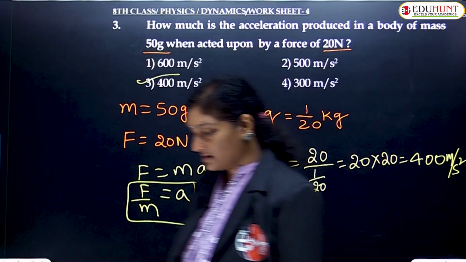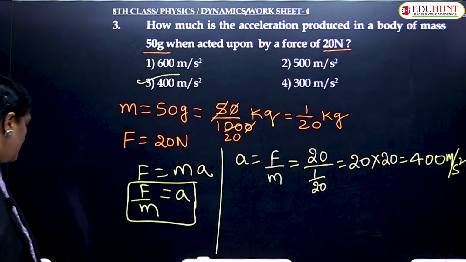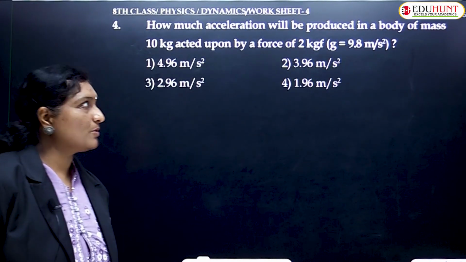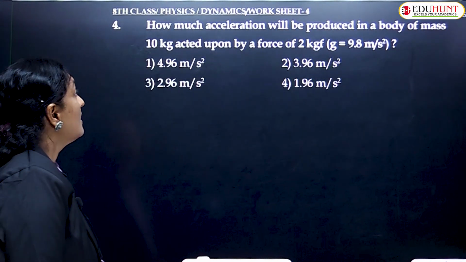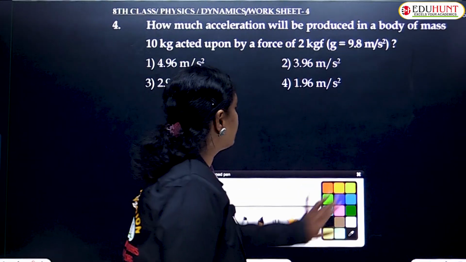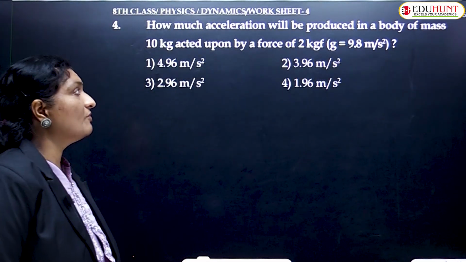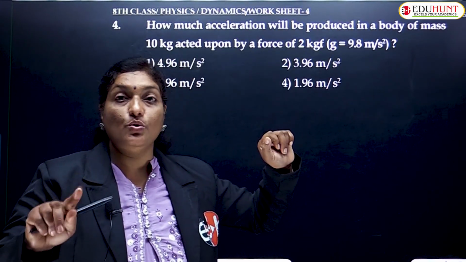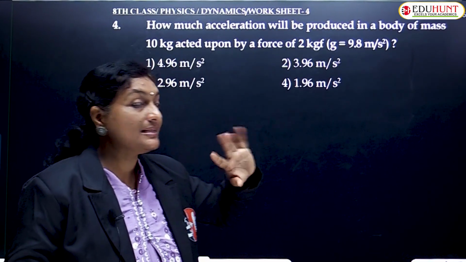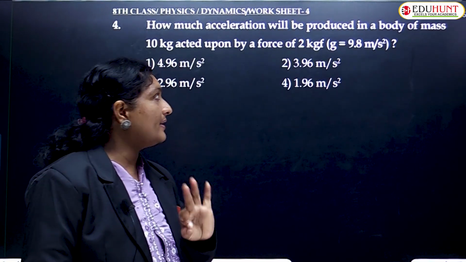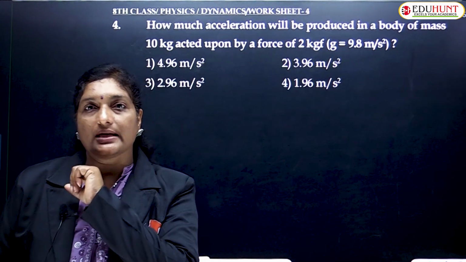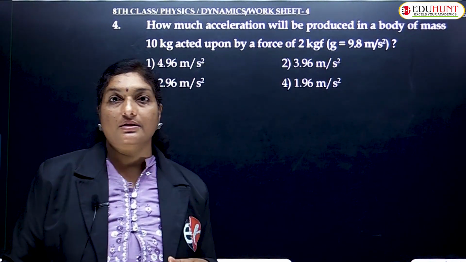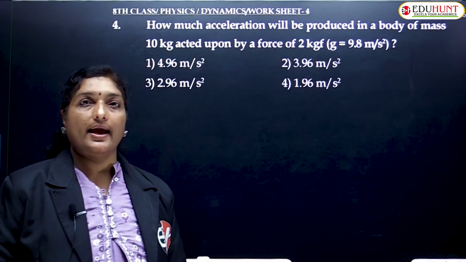Okay, children, now the next question. How much acceleration will be produced in a body of mass 10 kg acted upon by a force of 2 kg force, 2 kg weight? That means in the SI system you convert using 9.8. 1 kg force is 9.8 newtons, so 2 kg force is equal to 2 into 9.8 Newton.